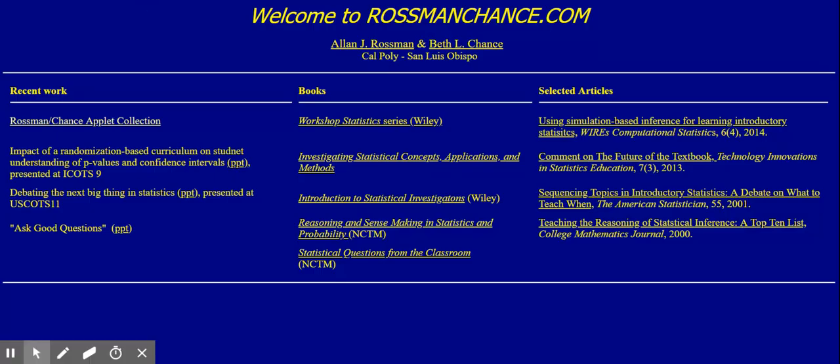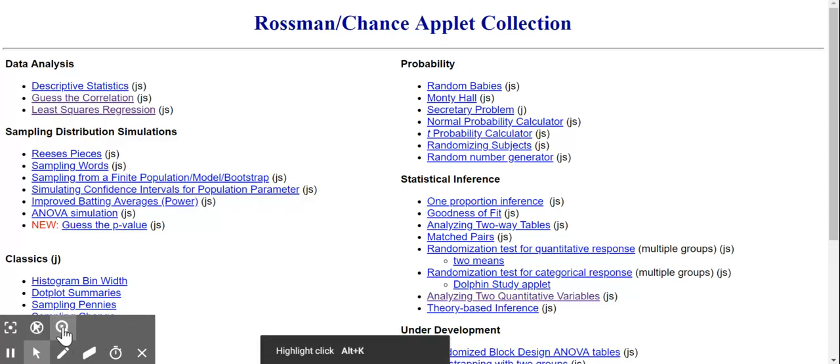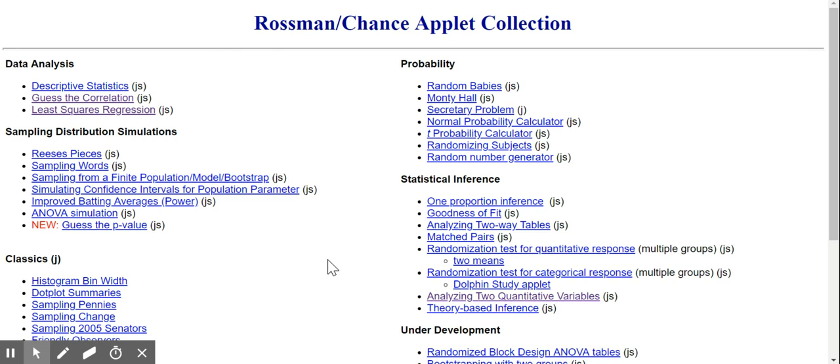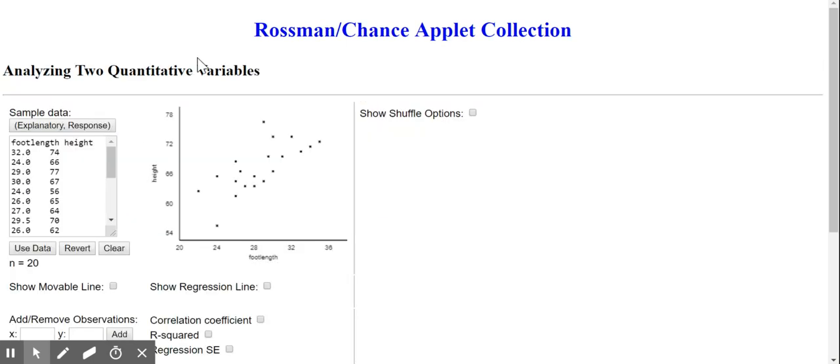Go to the website rossmanchance.com by two professors of statistics, Rossman and Chance, and click on this link, the applet collection. And there's all these wonderful statistics applets. The one we're going to use today is this one, least squares regression. Click on that. And that brings you to this page that we were just looking at a second ago.